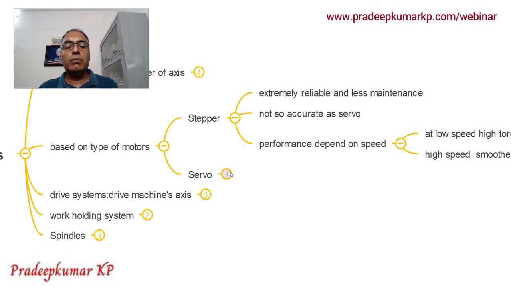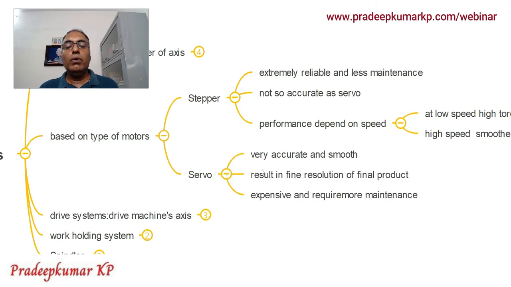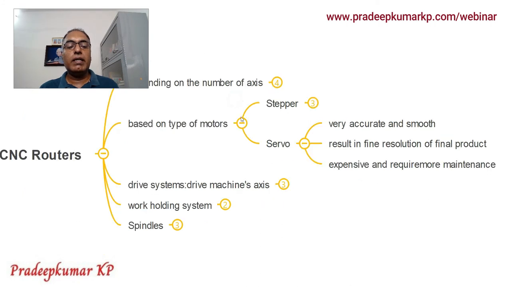These are the characteristics of a stepper motor. In a servo you get very accurate and smooth movement, resulting in a fine resolution of the final product. It is a little expensive and requires more maintenance as well. These are the axis motors, which do the movement of the machine. Stepper and servo come in that category.